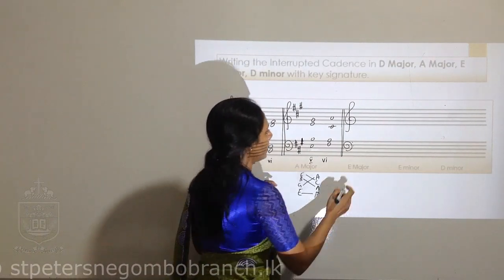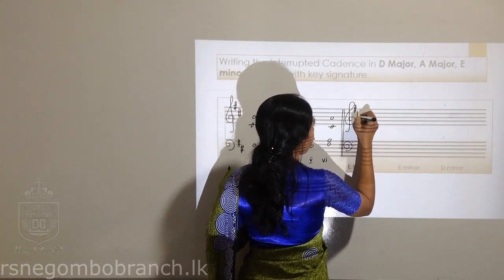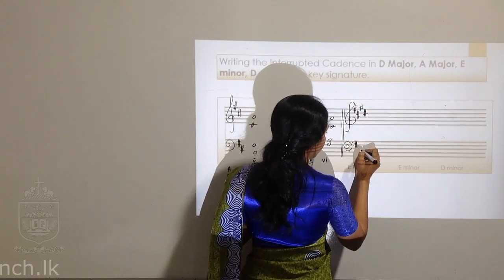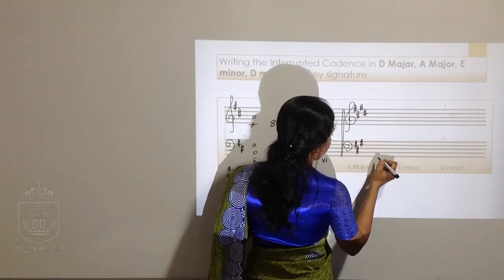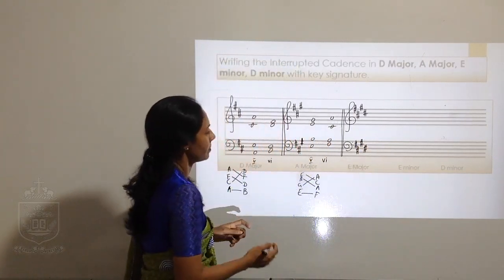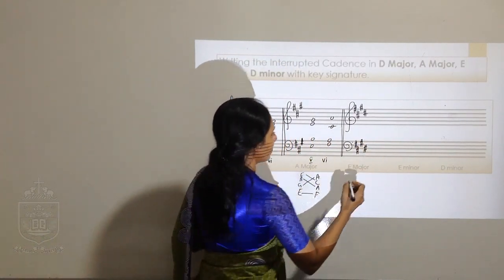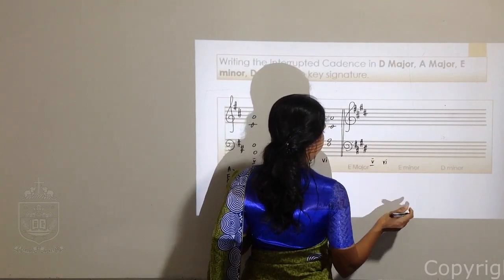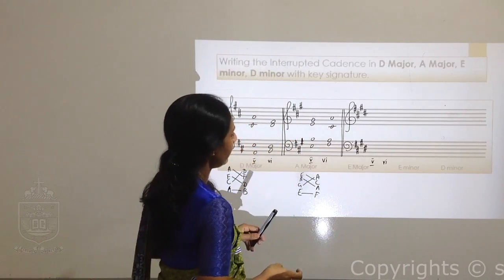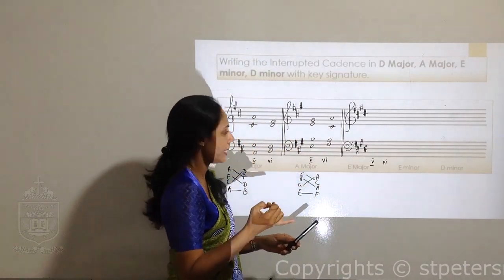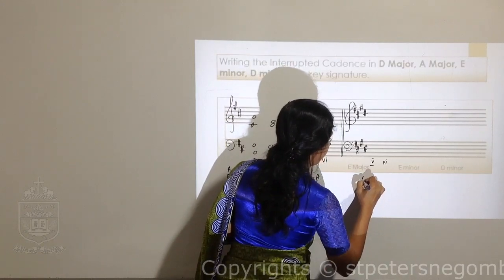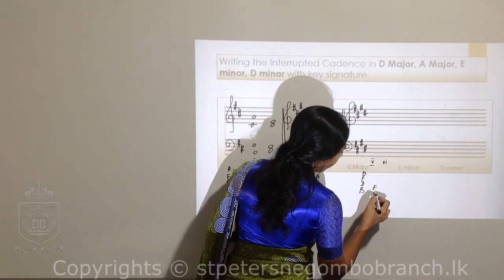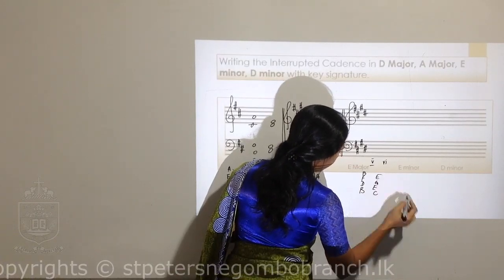E major, 4 sharps: G sharp, D sharp. Chord 5, chord 6. E major chord 5: E, F, G, A, B. B, F sharp, B. Chord 6, C. C is the chord 6: C, E, G, E.